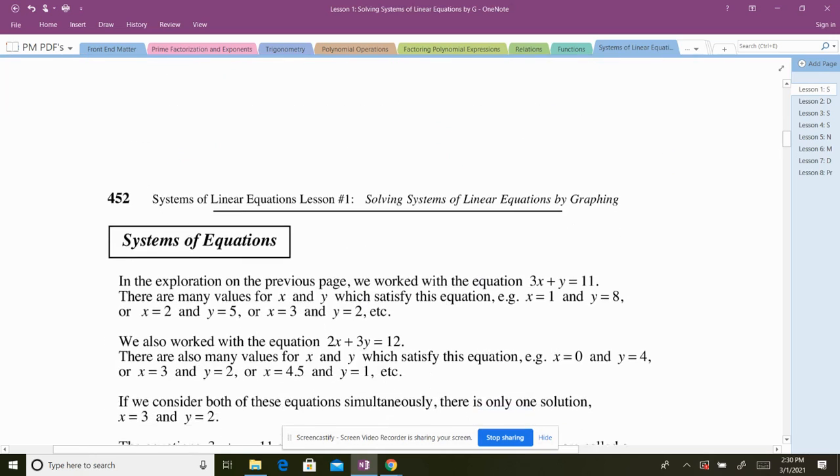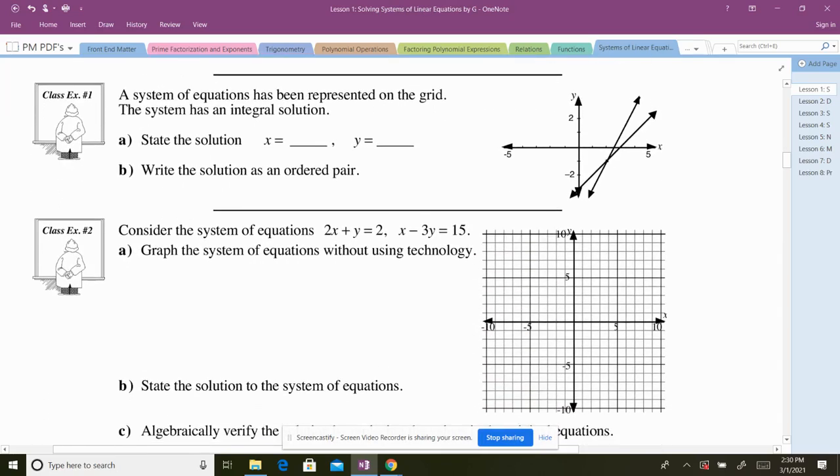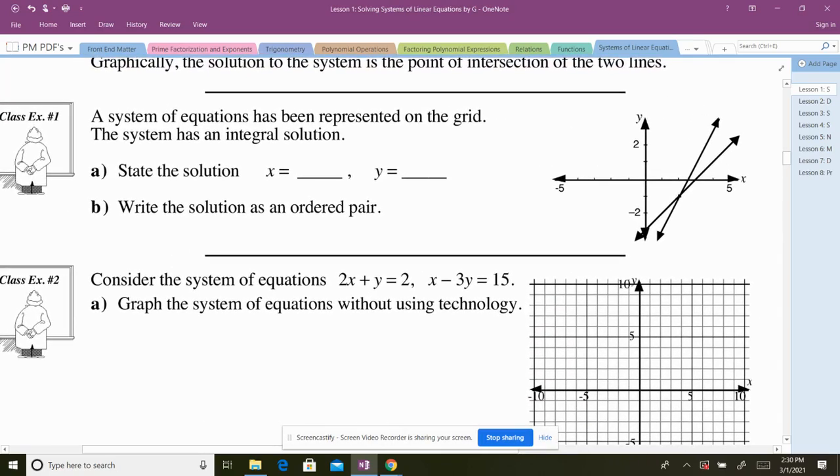Flip the page, please. So, whenever you are asked to solve a system of equations, even if they give you a graph, that's a system of equations because it's 2 lines. What is the answer for this one right here? It's always where they intersect. So what are the coordinates of that point? 2 and -1. And then we always write the answer as an ordered pair.